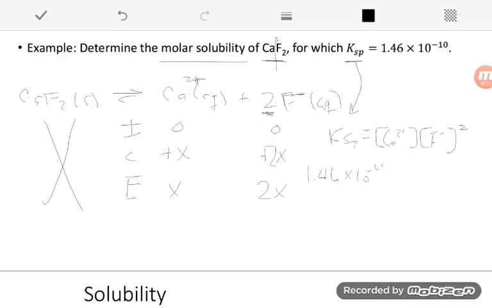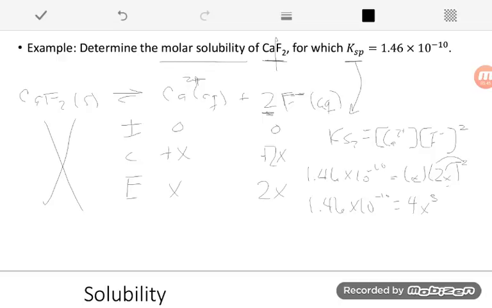1.46 times 10 to the negative 10 is equal to x times 2x squared. So let's go ahead and simplify the right side here. 1.46 times 10 to the negative 10. Oops, that's a 10. That squared goes to the x and the 2. So 2 squared gives me 4. And then I have x times x squared gives me x cubed.